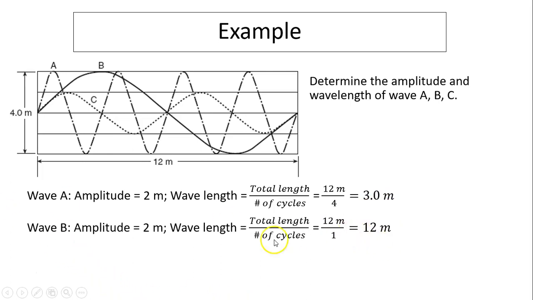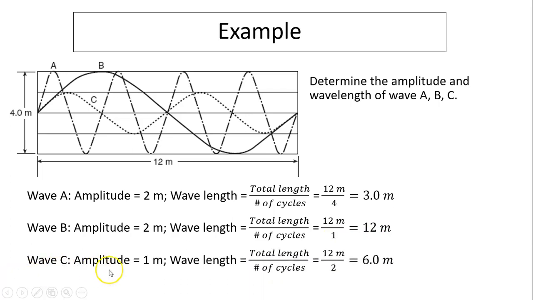The amplitude for B is the same as A because they have the same highest point. The wavelength is total length divided by cycles. For B, there is just 1 cycle, so that's 12 meters. For C, the amplitude is 1 meter and the wavelength is 6 meters, because for C you have exactly 2 cycles.